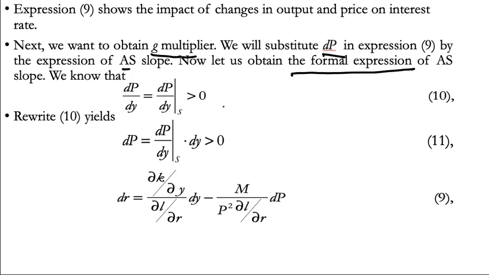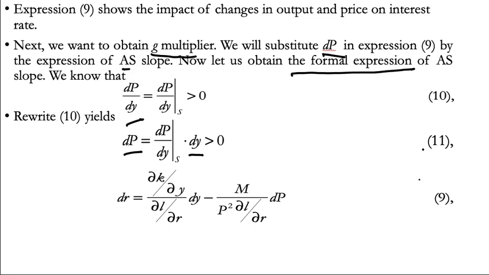But here we can rewrite expression 10 into 11. How? We just need to cross multiply dy from the left hand side to the right hand side. So that's why you can see only dp on the left hand side now. Dy has been brought to the right hand side, and this is 11.